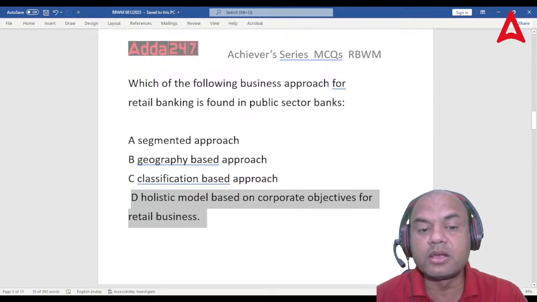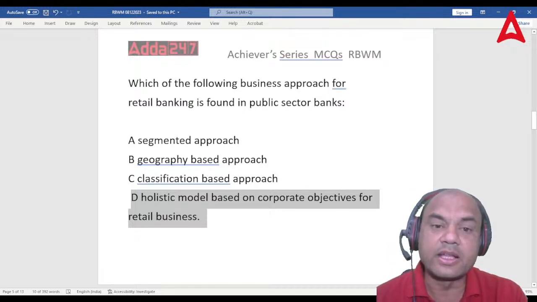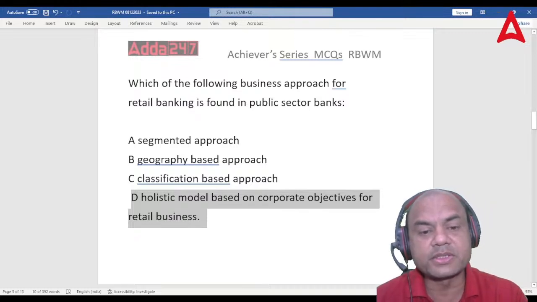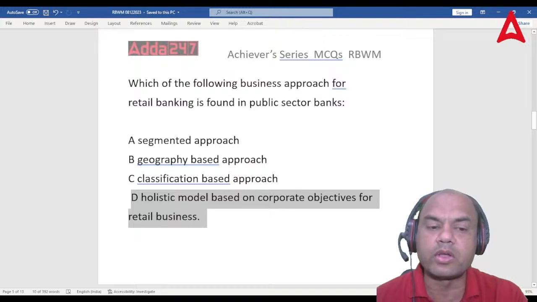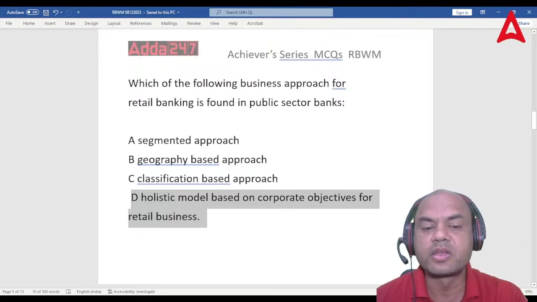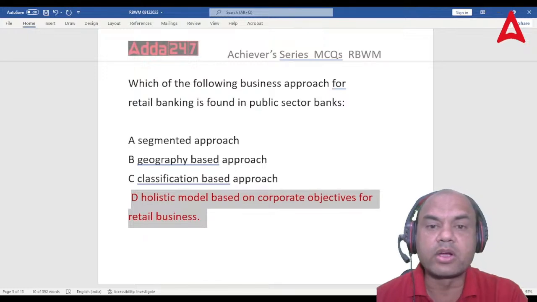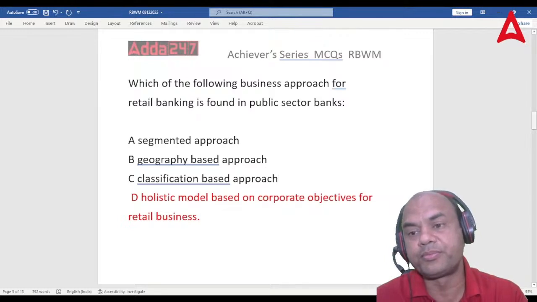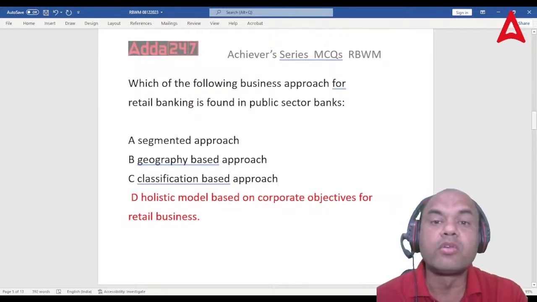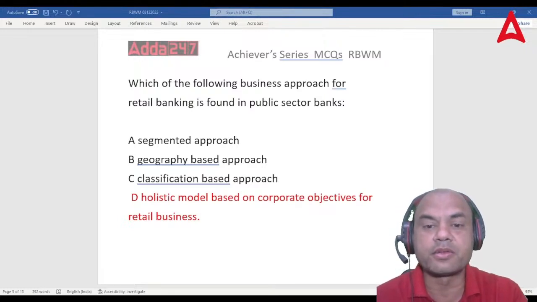They've changed the model. Earlier, we had this model of classification based, geography based, everything we had in our banks. Geography based also we added, classification based also we added, but now we are coming out of all these and moving towards this: holistic model based on the corporate objectives for retail business. So corporate objectives are important. What are corporate objectives? Corporate objectives means where I want my bank to be in coming years. What should be my net profit? That is my corporate objective.